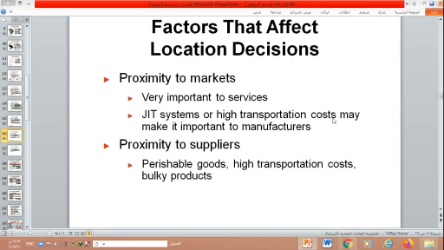Another factor that affects the location decisions is proximity to suppliers. The firms locate near their raw materials and suppliers because of transportation costs, and also because of bulky products or perishable goods. So we should be close to the suppliers because I have some perishable goods that spoil quickly, or another reason could be that transportation costs are high, or because the volume and quantity of products is very high. So it is better to be closer to the suppliers, or for the raw materials to be close to the company.